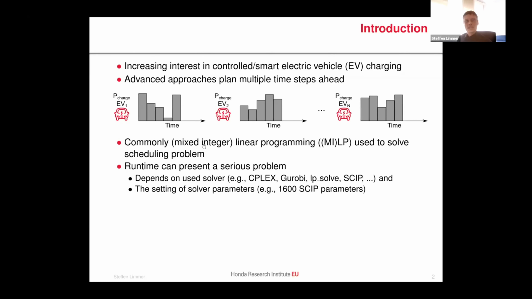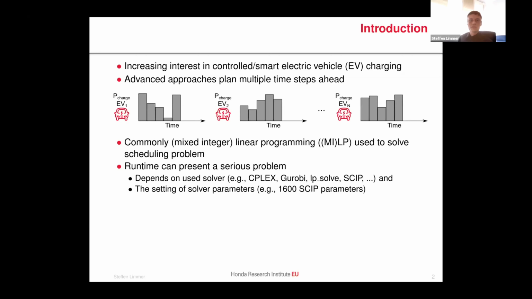And yeah, this planning is an optimization problem, and this is commonly solved with help of linear programming or mixed integer linear programming. Linear programming is an exact approach, so it finds the global optimum in a finite time, and it is very efficient. But nevertheless, the runtime can present a serious issue because in practice, the scheduler or controller has to react fast. The time to solve a given linear programming problem depends on the used solver. There are different commercial solvers available like Cplex or Gurobi, but also non-commercial solvers like LPsolve and SCIP.